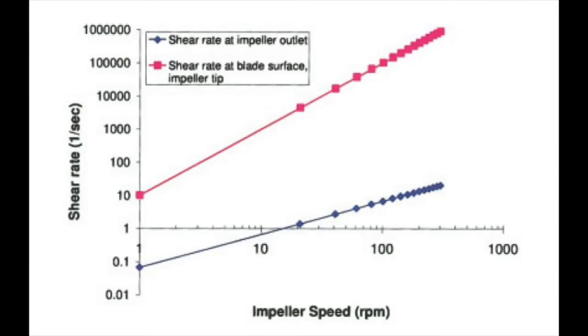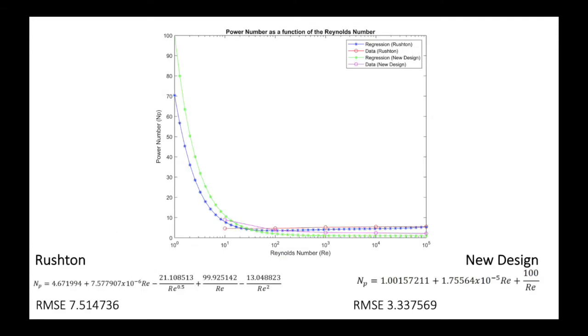In addition, it is seen that the shear rate increased linearly, which is to be expected according to the literature, as shown in the graph. Other parameters, such as the torque and the power, show an approximate quadratic and cubic relation to the rotating speed, respectively, in turbulent flow regime. From the data obtained, a regression for the new impeller design was elaborated.